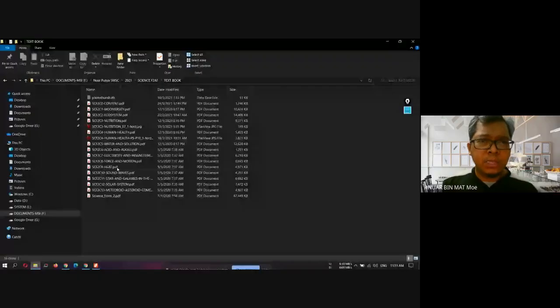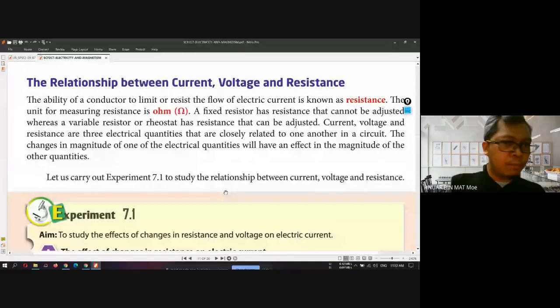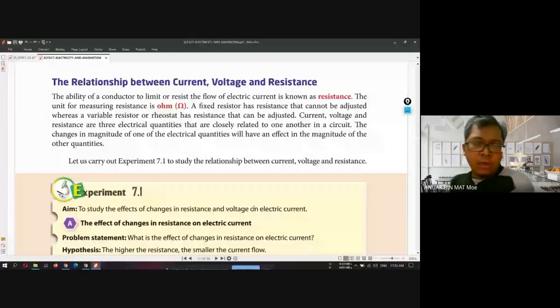I will continue the topic, the relationship between current, voltage, and resistance, next class. The next class is tomorrow. Tomorrow I will start at 9:15 in the morning. Maybe you can read the topic first in your textbook, page 150 to 152. Tomorrow we will learn the relationship between current, voltage, and resistance. Okay, class? Is it clear for you?